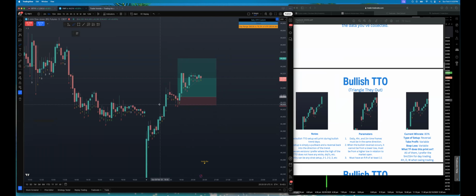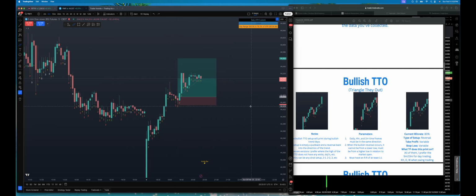So if you want to look at it that way, it forms a triangle base and then heads higher. So I put my stop loss down there. And then, of course, you can take profit at the previous candle highs. However, if it's going to be a valid TTO, it is going to break that high and continue heading higher.